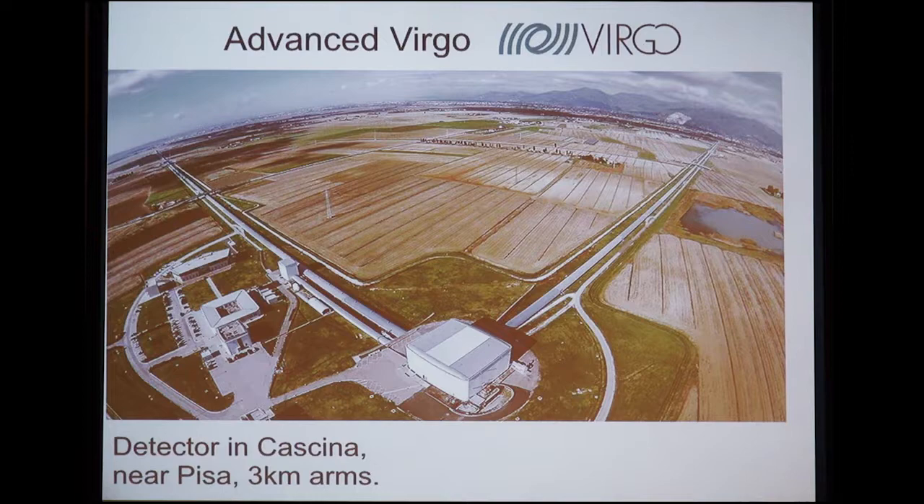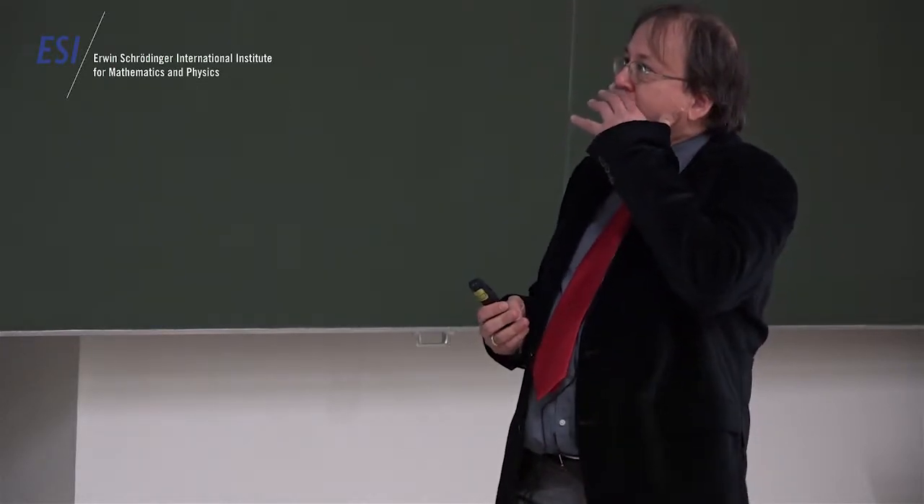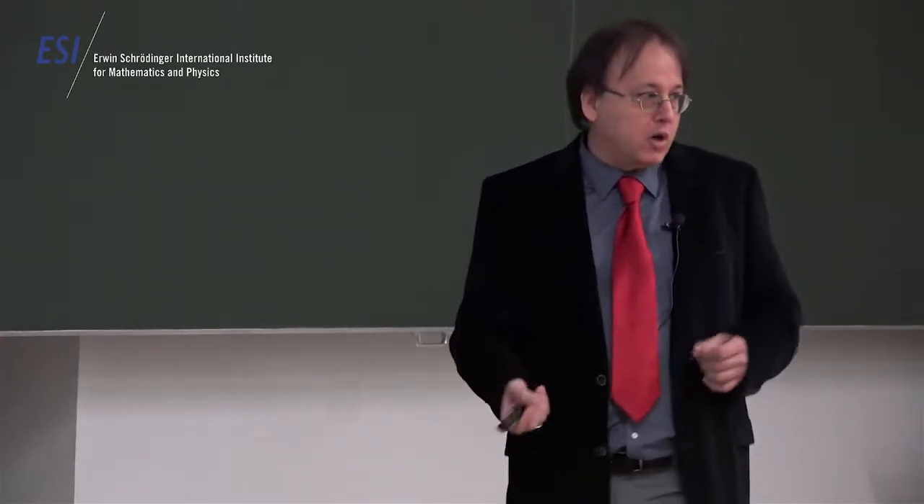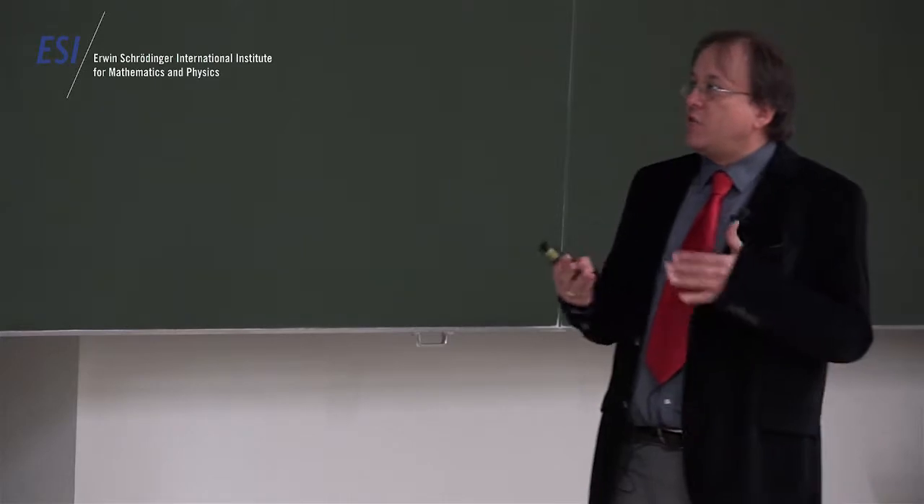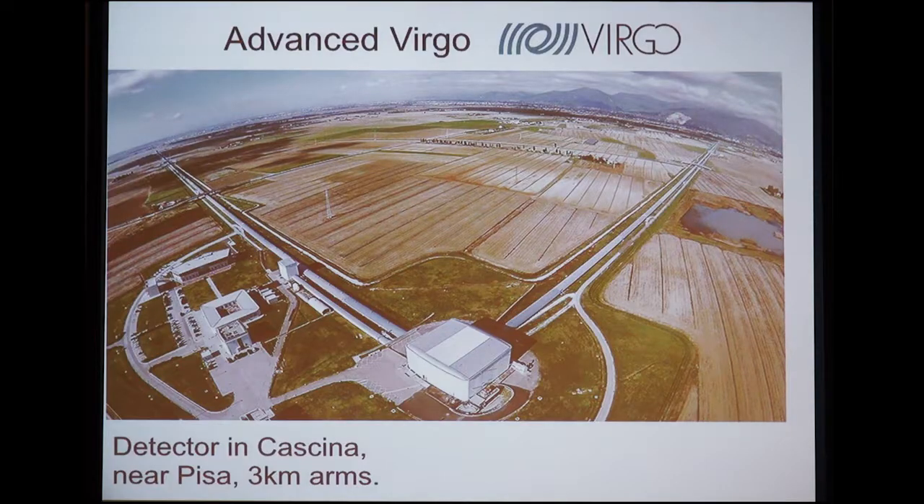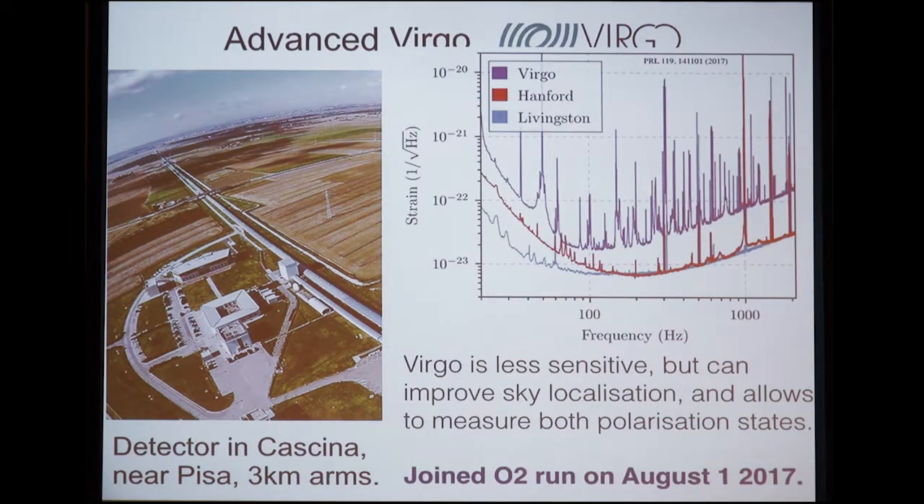It's a bit smaller than the LIGO detectors, with 3 kilometer arms. It could be almost as sensitive. However, they had problems in recent years with some of the components that broke. And so it has a significantly lower sensitivity right now, but it's going to improve next year.